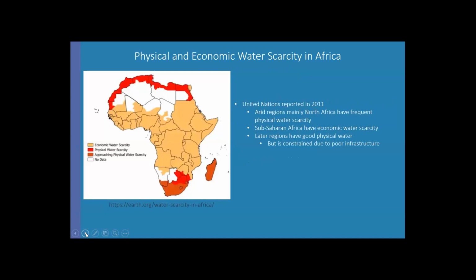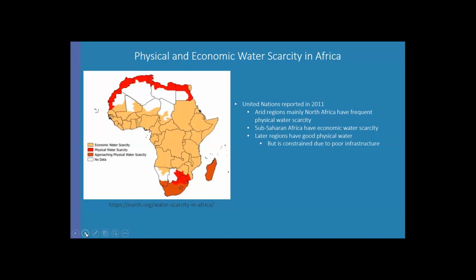So this slide shows the physical and economic water scarcity in Africa as a total. The 2 terms that I would like to go over for this slide are physical water scarcity, which is when the demand of the population exceeds the available resources of the region. This could be from severe environmental degradation, decline in groundwater, and water allocation that favors some groups over others.